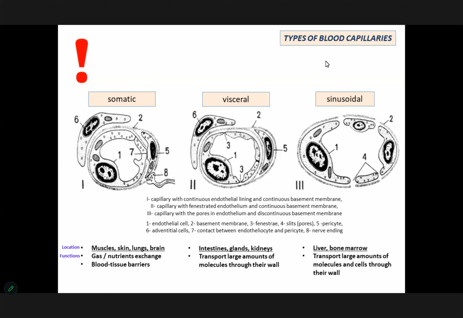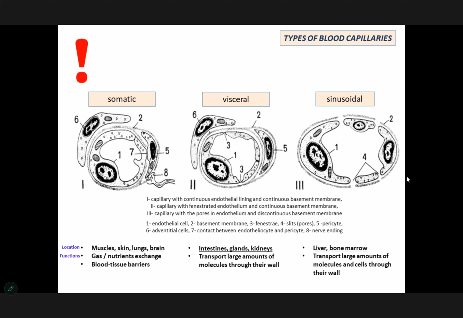And finally, the third type, sinusoidal capillary, the most discontinuous one, because it has pores and gaps in the endothelial layer and in the basement membrane. Basement membrane is also non-continuous, with holes in it. And no pericytes and adventitial cells are seen in this case.